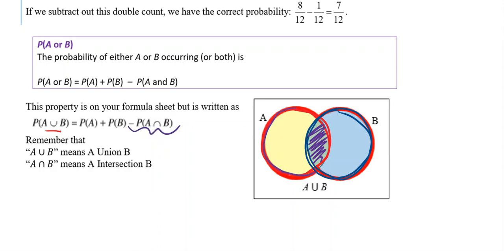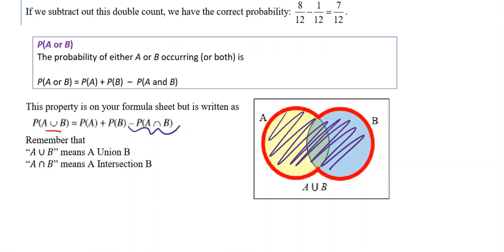if I just added up A and then added up B, you can see that we actually ended up counting that middle section twice, right? We counted it once when we did the A, but then when we added the B, we added that section again. So we just need to subtract that section off. And then when we do that, we end up just getting the union, right? Everything else is left there.